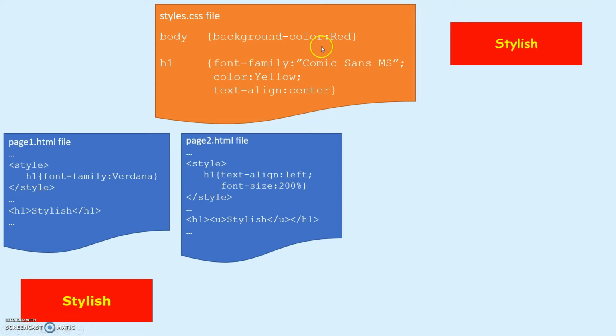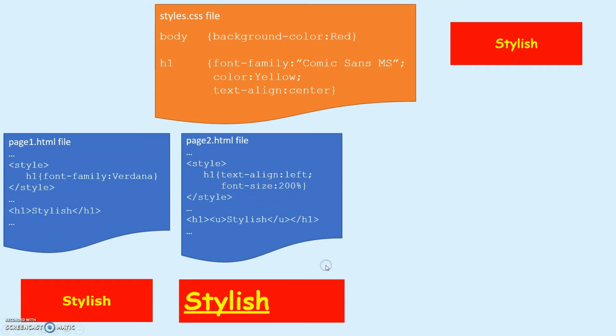The body, the background colour is red, nothing is overwriting that. The font family will be Comic Sans, nothing is overwriting that. The colour will be yellow, still. But the text align center, that is going to get overwritten by the internal styling text align left. And we've got a new one, font size 200%. So that's going to look like this. Over on the left, much bigger, but still yellow, still red background, and we've got this underline this time.